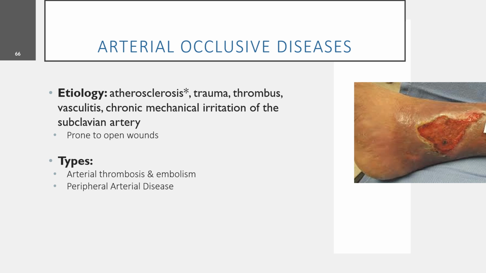Arterial occlusive diseases are conditions characterized by the narrowing or blockage of arteries leading to reduced blood flow and potential tissue damage. It can cause pain, disability, and tissue necrosis, especially in the extremities. Primary cause is atherosclerosis.